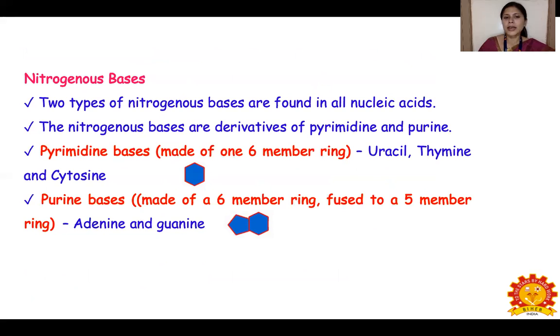Now we'll talk about the nitrogenous bases. There are 2 types of nitrogenous bases found in all nucleic acids, whether DNA or RNA.